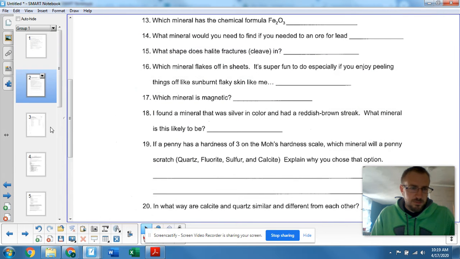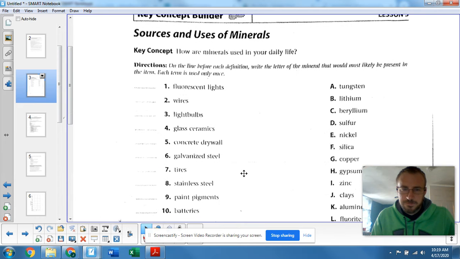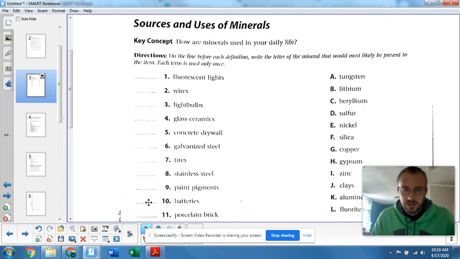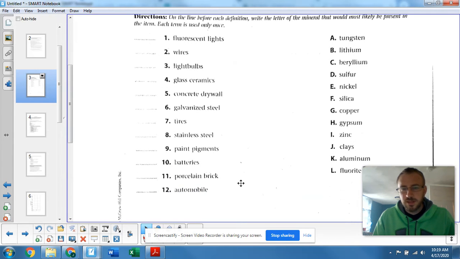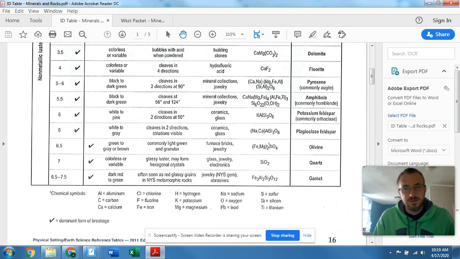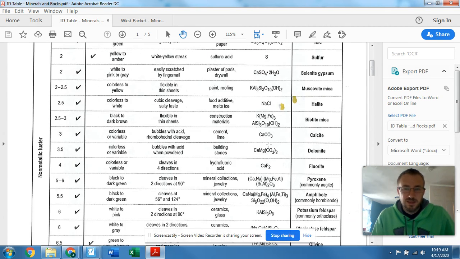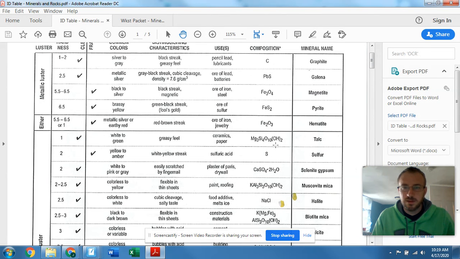Third page, you might be able to get a good chunk of these answers. Like, let's see, what's one that I know for sure? Let's see if we've even got it on there. What I would say is, copper is in one of these minerals. You might be able to use this occasionally for that third page, but I have a feeling that Google will be a better friend for you on that third page.